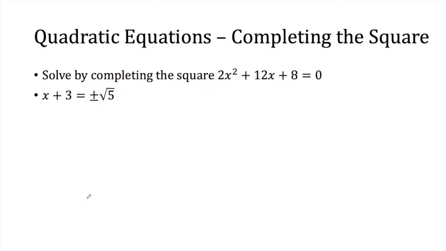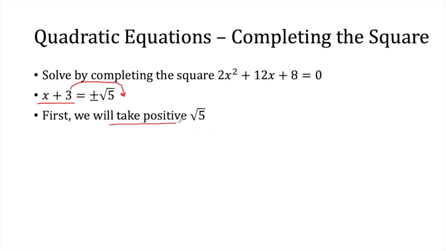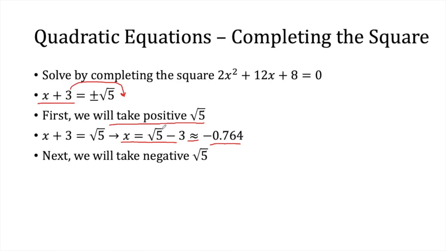So now we must simply solve for x. And we see that 3 and x are on the same side of the equation, so we must take this 3 to the other side by subtracting 3 on both sides. So first we will take positive root 5 and evaluate x for that value. And by subtracting 3 on both sides, we will find x to be root 5 minus 3, which is approximately 0.764. And again, note this approximation sign because root 5 is an irrational number and therefore you cannot calculate its perfect value or exact value.